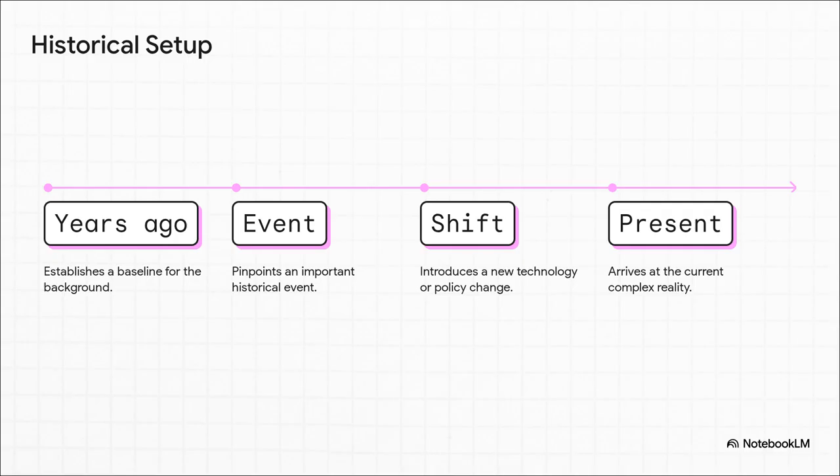Now, to actually fill that gap, we need some context, which brings us to step three. A masterfully crafted explainer doesn't just throw current facts at you. It provides a real chronological historical background. The flow is incredibly specific. You start years ago to establish a baseline. You pinpoint a major historical event. Then you shift to a new technology or maybe a policy change. And finally, you arrive exactly at the present day. It completely grounds the viewer, smoothly shifting the whole narrative from the past straight into our complex reality.